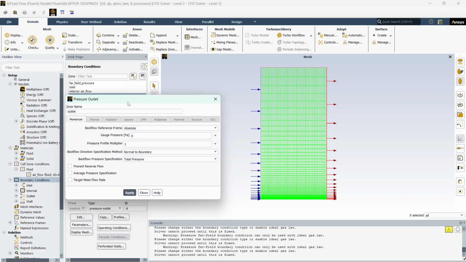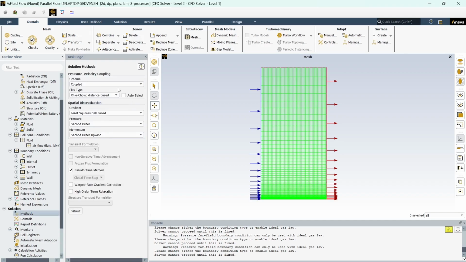This setup is to make sure of the following. First, a smooth exit of the fluid without unwanted reflections or instability. Second, proper handling of backflow conditions, for example in recirculating flows. Third, the pressure at the outlet boundary is equal to the ambient pressure, 0 gauge pressure.